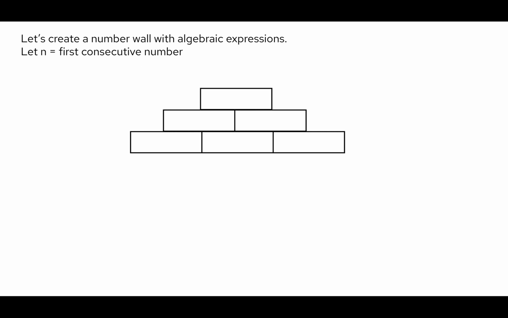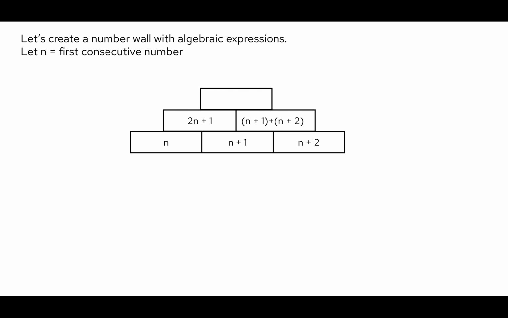So now we can use this in our number wall. The first brick is going to be n. Then we have n plus 1 and n plus 2. We're going to combine them now to get our second row. So n plus n plus 1, I have 2 n's. They're the same type of variable, so I can combine our like terms and end up with 2n plus 1.